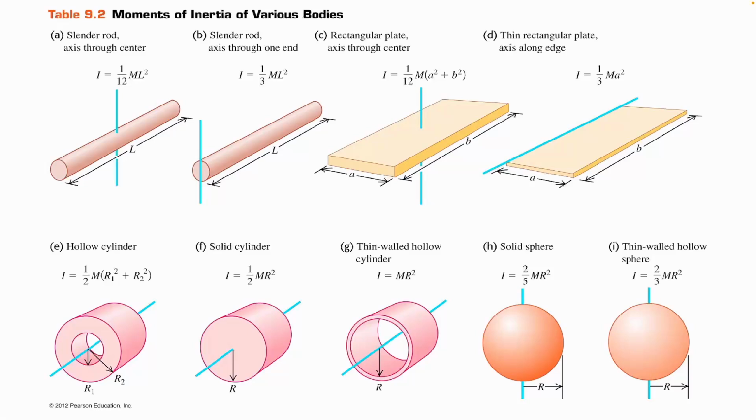The thin-walled hollow sphere. Same mass, same radius. Imagine a basketball with the mass of a bowling ball. This one's harder to get rotated. Everything else being equal, it has a bigger moment of inertia.